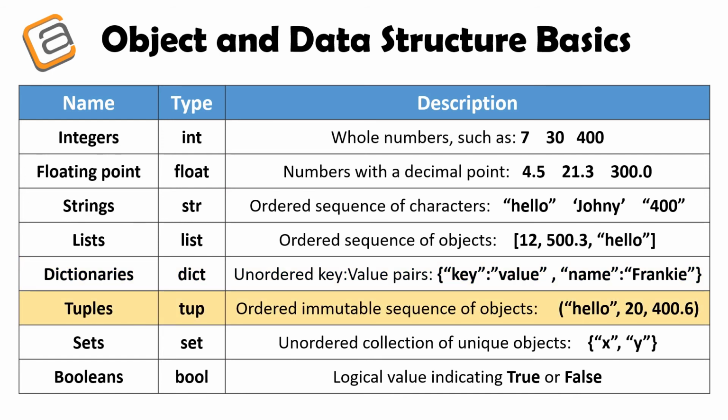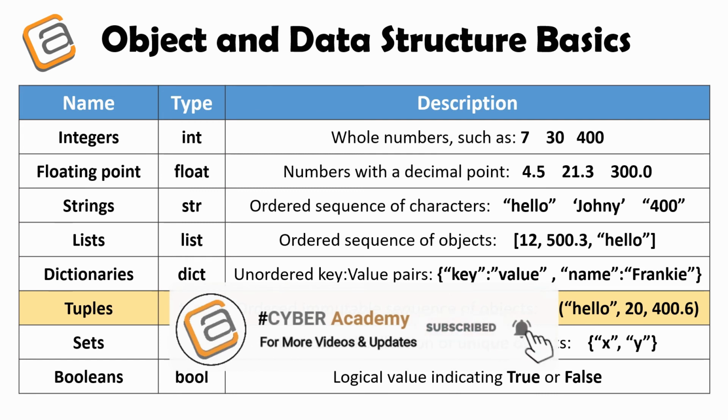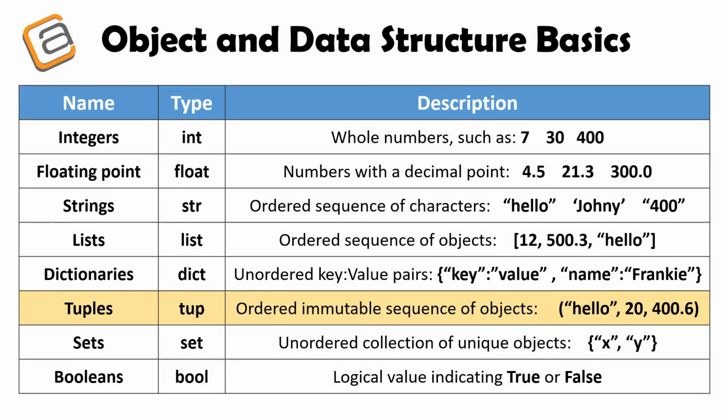After dictionaries, we have tuples. Sometimes they're also called tuples. And these are ordered immutable sequences of objects. They look a lot like lists. Except they have parentheses. And they're immutable. Meaning you cannot change an object that's already in that sequence. So we'll be discussing what immutable means in a lot more detail when we discuss tuples.